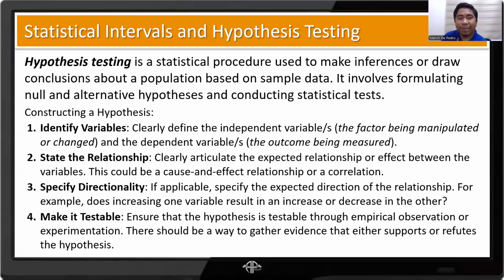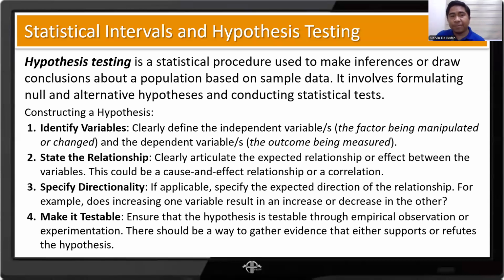Once we have that, we state the relationship. We clearly articulate the expected relationship or effect between the variables. This could be, like what I said earlier, a causation relationship or a cause and effect relationship, or maybe a correlation. So we have to state that. Are we testing whether there is a causation between the two variables, or is there a correlation between the two variables?